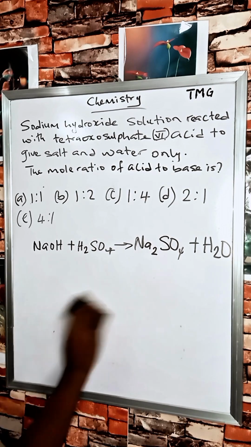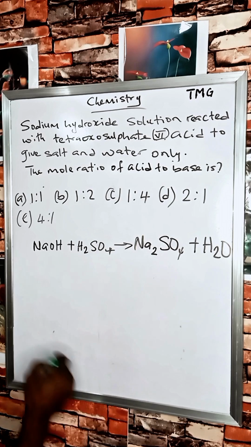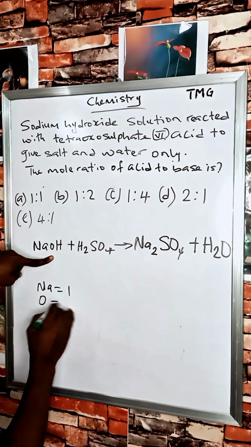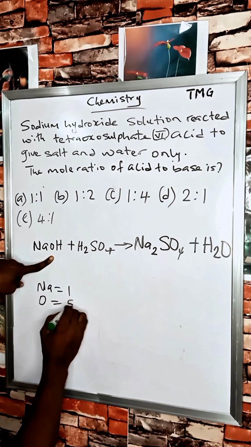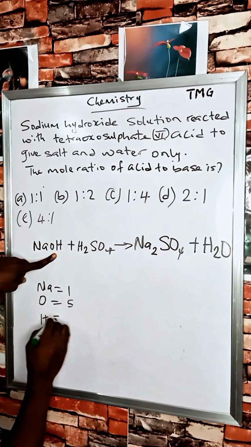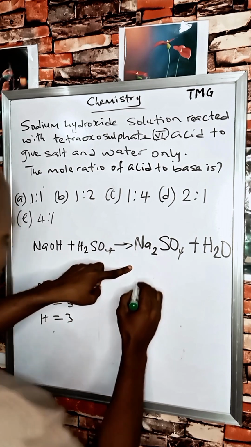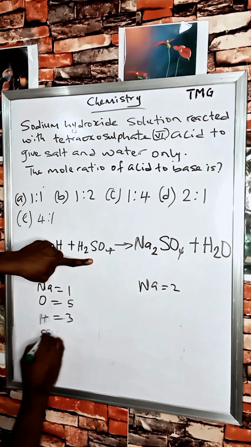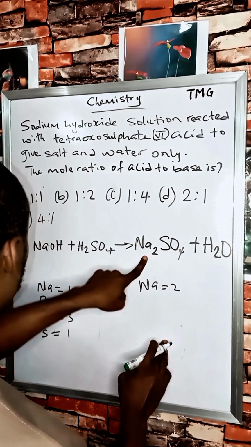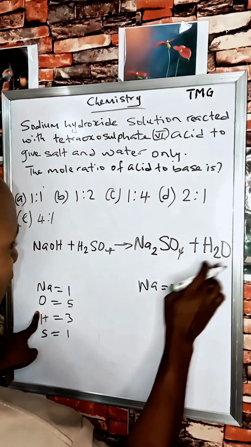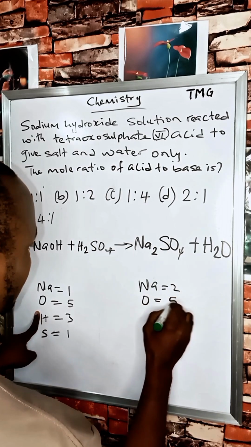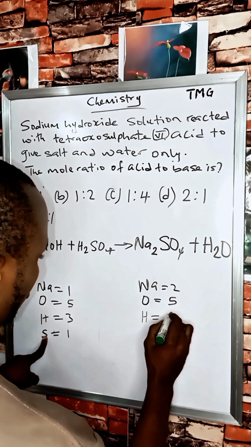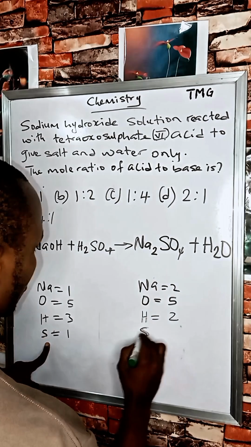So if you look at the balancing of the chemical equation, we have sodium here, sodium here is 1. Oxygen here is 5. Hydrogen here is 3. Sodium here is 2. So I've not added sulfur. Sulfur here is 1. Oxygen here is 5. Then hydrogen is 2, while sulfur is also 1.